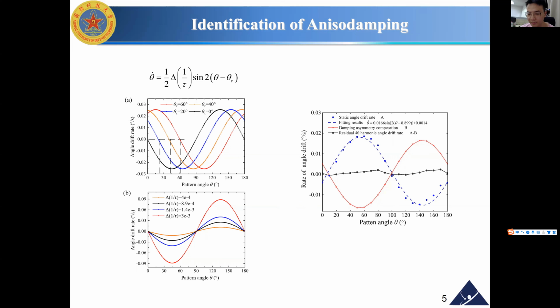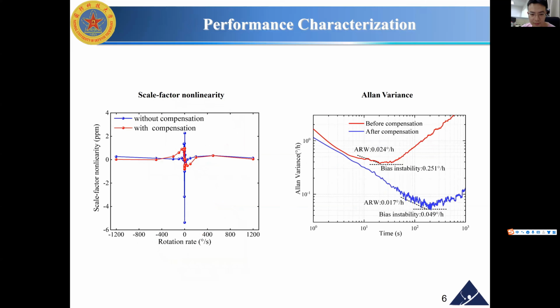As for the compensation of the anisodamping, the force FQS is used to eliminate the effects of angle drift induced by the anisodamping. Then we can see the performance characterization.